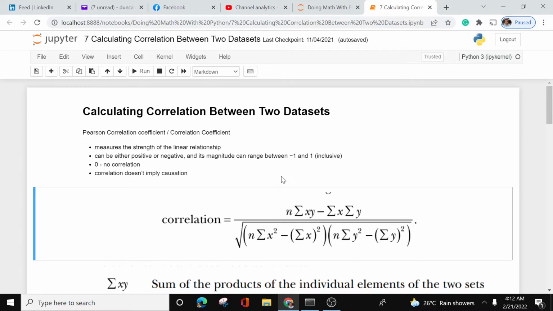When the value is +1, it has a very strong positive relation, and when it is nearing -1, exactly -1, then the linear relationship is strongly negative. When the value approaches 0, the relationship is becoming weaker, and 0 means there is no correlation. So correlation does not imply causation.